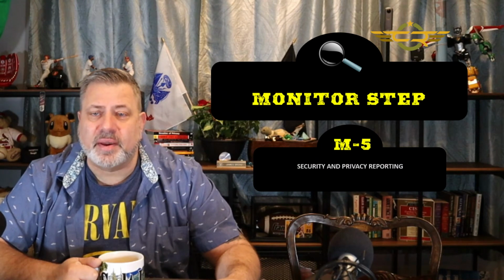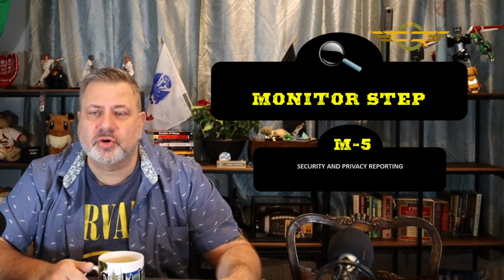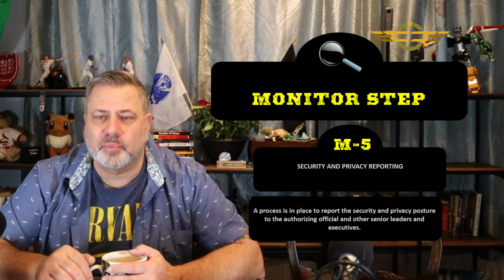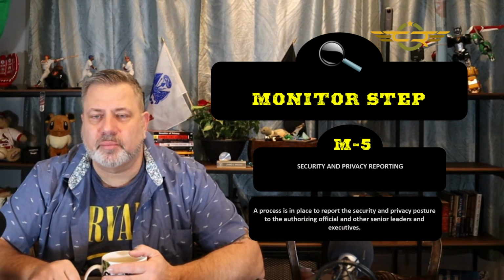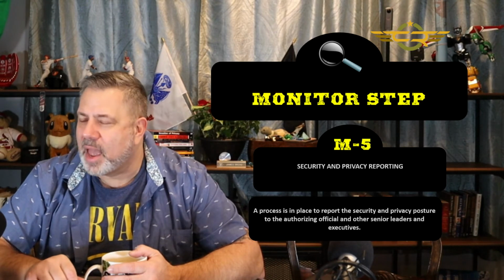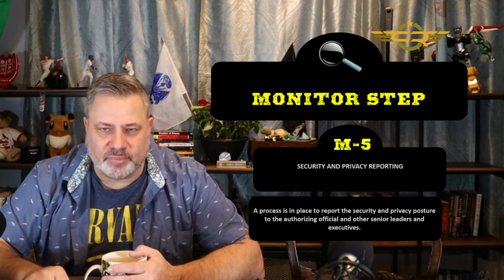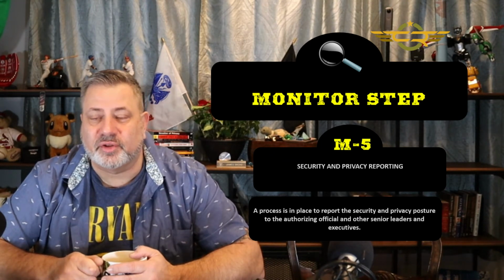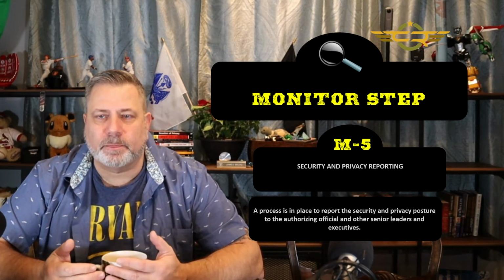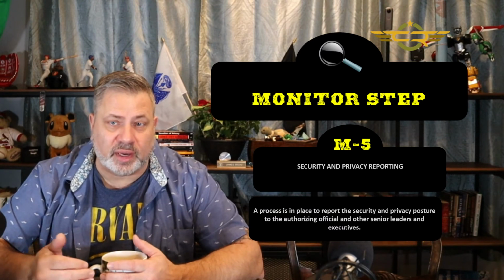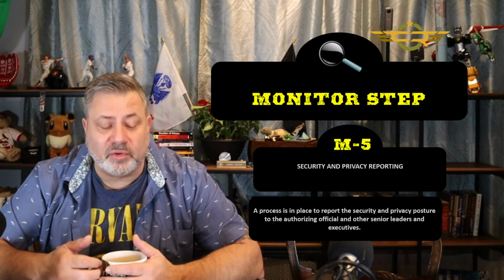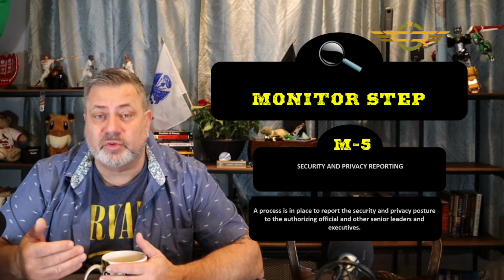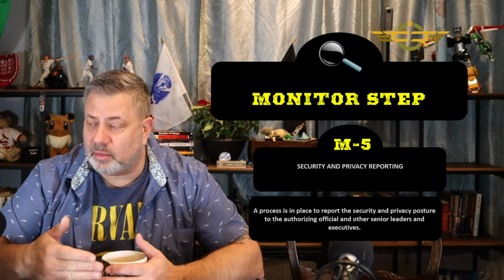Going to step M5, security and privacy reporting. The outcome of this is a process in place to report the security and privacy posture, can't say that word today, to the authorizing official and the senior leaders and executives, right? So as we figure out what we're doing with risk, as we figure out changes to the system, this all needs to be reported, and it needs to go up the chain. And there may be a frequency we do this. So maybe we have POA&M updates.